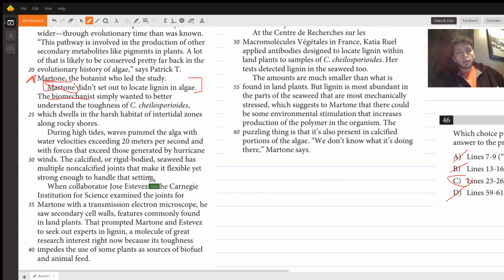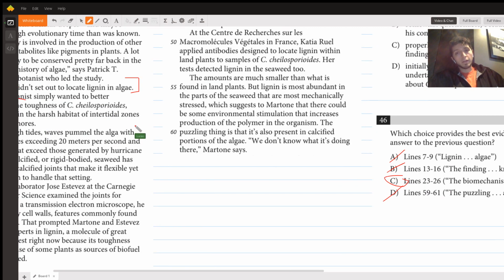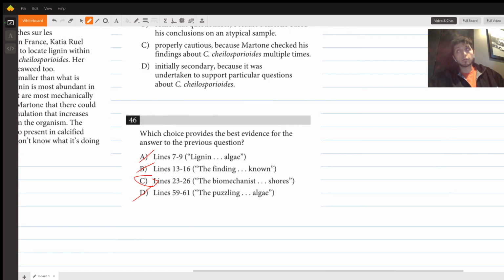So again, let's go back, just make sure we know what's being talked about here. It says that the biomechanist simply wanted to better understand the toughness of the algae. He wasn't trying to look for lignin. He was just trying to look at the toughness of it, and then he happened to figure out that this has lignin. So we want an answer choice that reflects that.